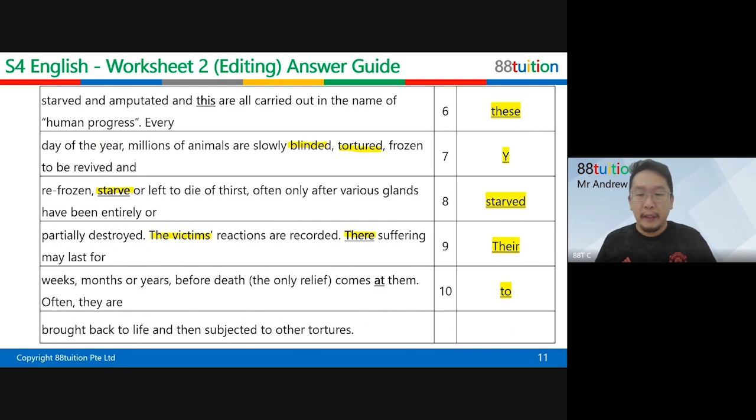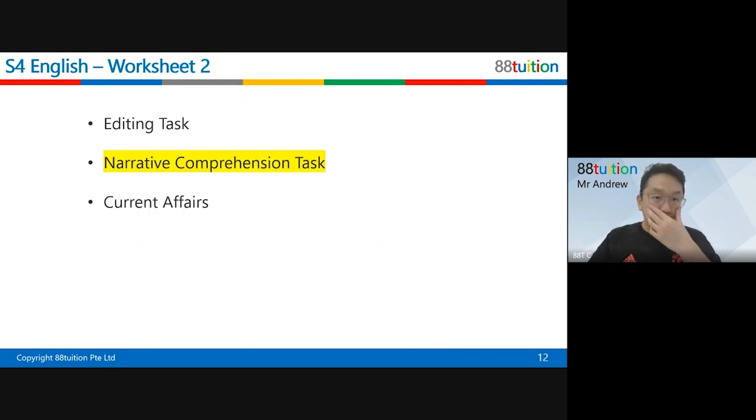Okay, as I go along, if you have any questions, let me know. So, narrative Compre. What does it involve? Narrative Compre requires you to answer questions that will be related to a narrative text or a recount.